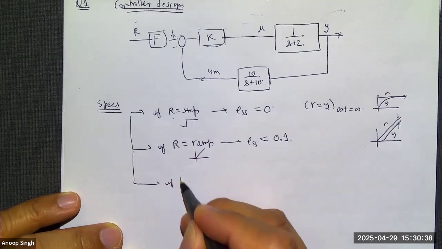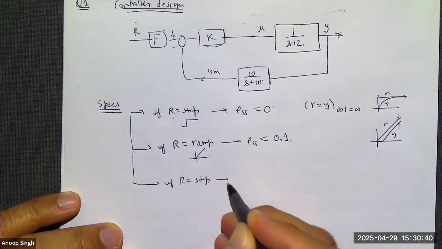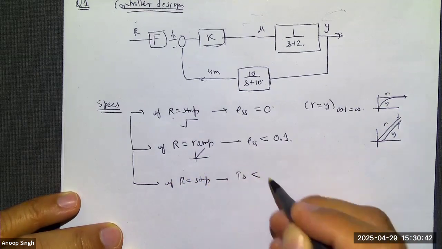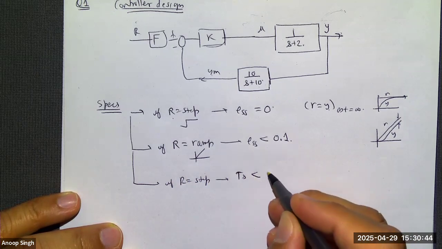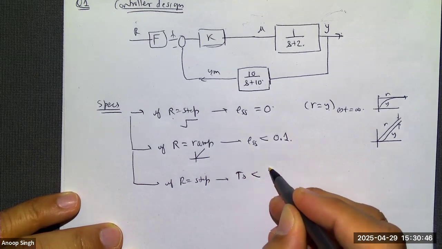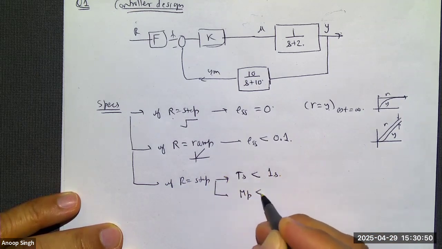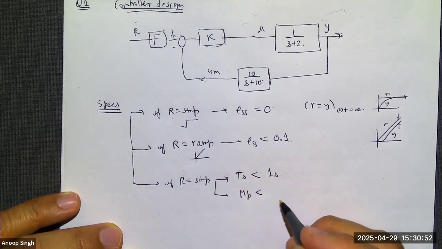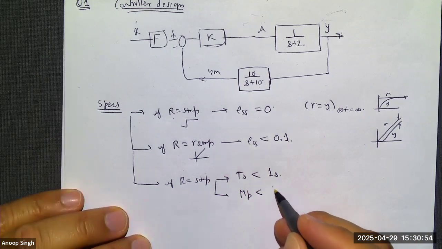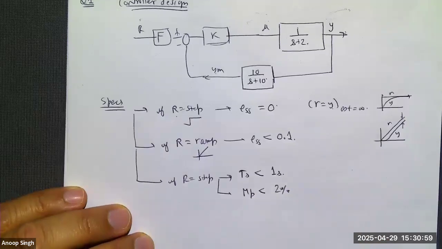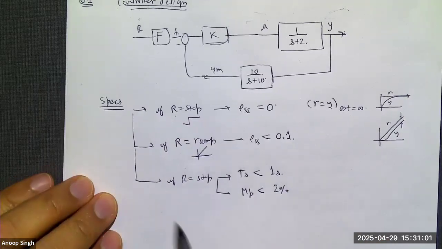And then if R is a step, I want settling time to be less than, let's say, 1 second. Why not? And then we want overshoot to be as small as possible usually. But let's just say I want the overshoot to be less than 2%. Okay. So those are some of my specifications.